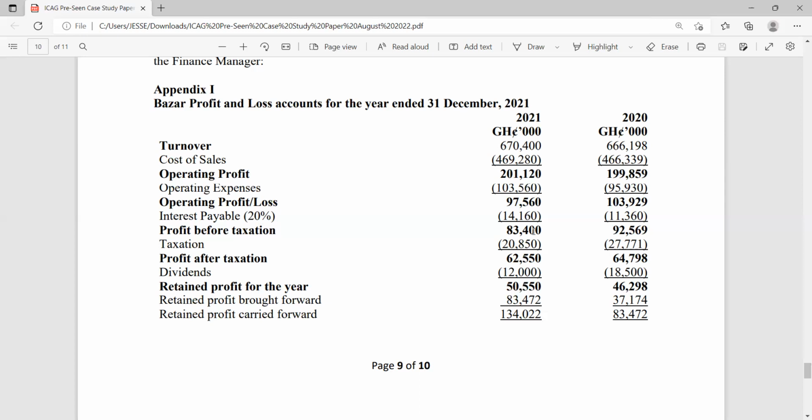And it looks like because profits are down, dividend payout was down. So dividend payout declined from 18,500 to 12,000. Right, this is very, very interesting. So first of all, I'll be asking myself questions, right?